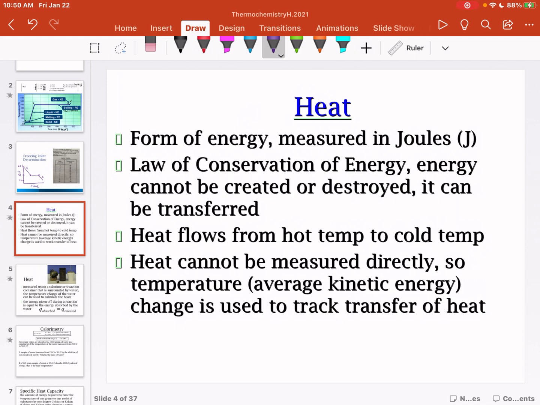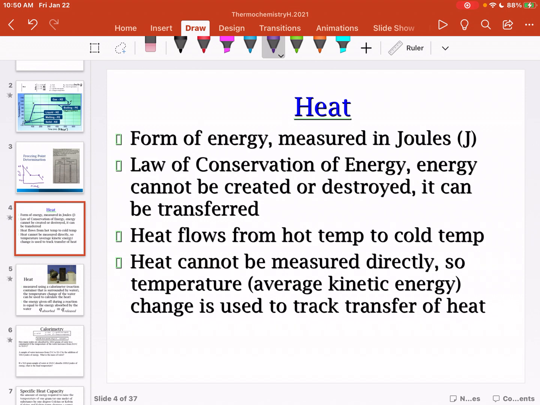It's measured in joules, and you'll find that on the front cover of your reference table. There is such a thing referred to as the law of conservation of energy. You're like, sounds like the law of conservation of mass, law of conservation of charge. Yes, this is the third piece of our conservation laws. The law of conservation of energy states we cannot create or destroy energy, but we can transfer it.